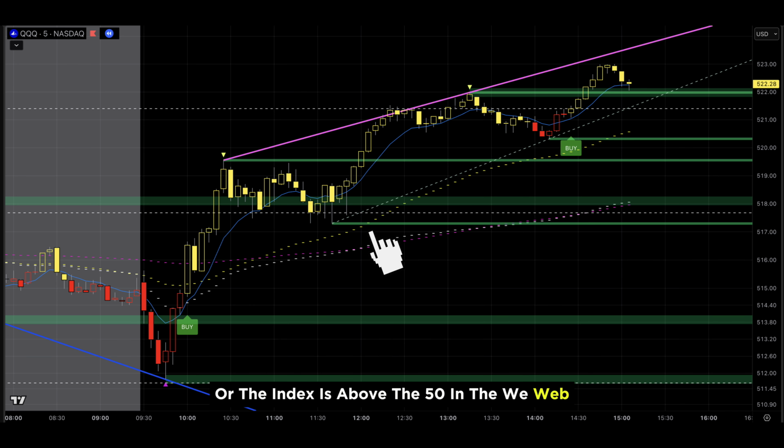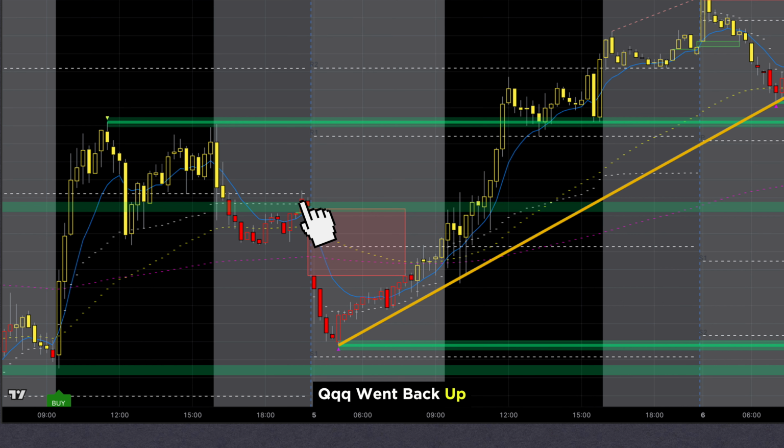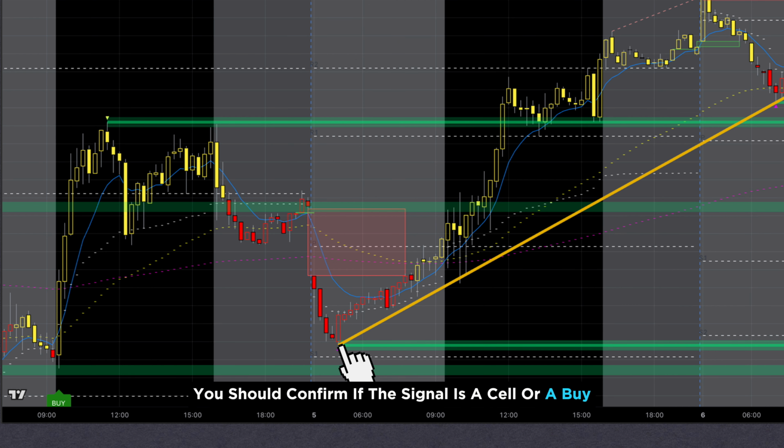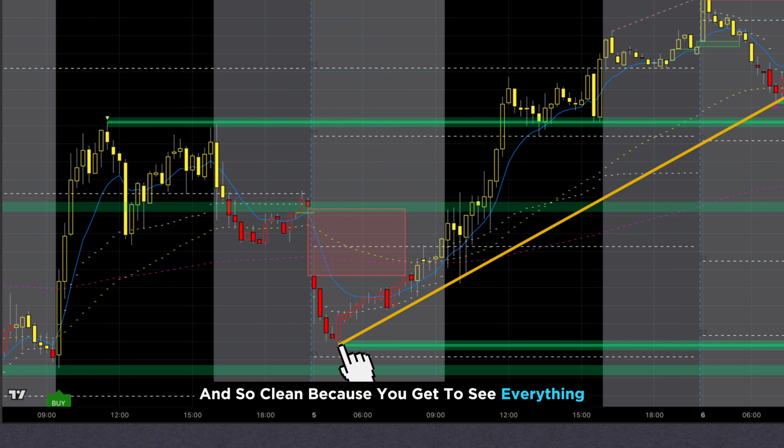If the stock or the index is above the 50 and the VWAP, that usually means it's in an uptrend and you don't want to follow any down signals. Look, once we broke below the VWAP and the 50, QQQ went back up, tested the fib and the demand resistance, and fell all the way back down. This also doubles down why you should confirm if the signal is a sell or a buy. And this is one of the big reasons why this strategy works so good and so clean, because you get to see everything.